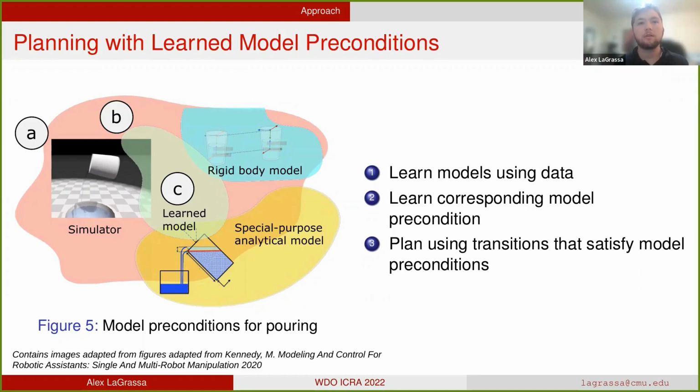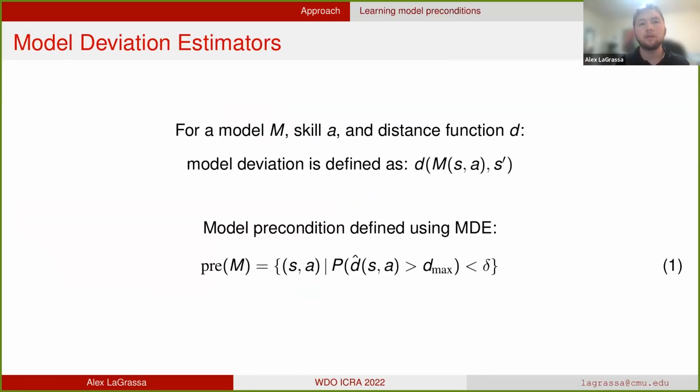In this work, we learn a model using data, then learn the corresponding model precondition, and then finally plan using those model preconditions to only use transitions that are predicted to be accurate. The tool we use is a model deviation estimator, or MDE. An MDE predicts the deviation, which is defined as the distance between the predicted next state of a model and the actual next state. The model precondition is then defined as state action pairs where the probability that the deviation is greater than a maximum deviation, Dmax, is less than some small probability delta.